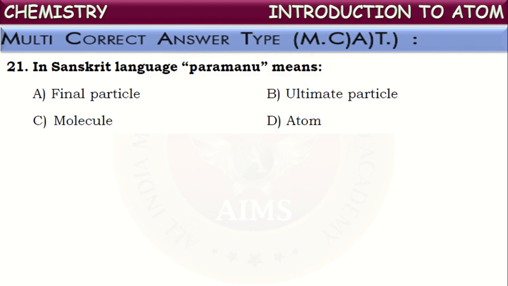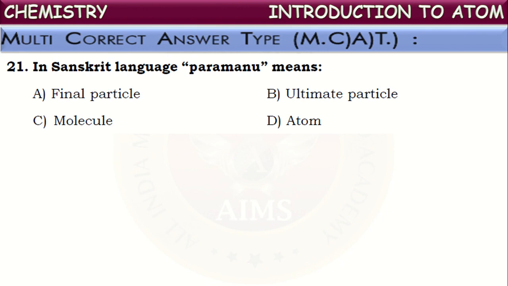In Sanskrit language, Paramanu means. So we have studied about Maharshi Kanad's proposal about the atom. He proposed that every matter, that is every padartha, is made up of tiny particles called anus. These anus are composed of paramanus. So padartha represents matter and anu represents molecules. So he concluded that every matter is made up of tiny particles called molecules, and these molecules are composed of still smaller particles which are called paramanus.